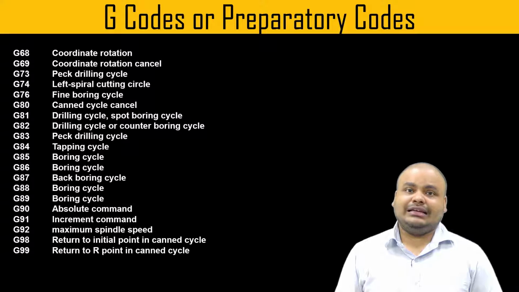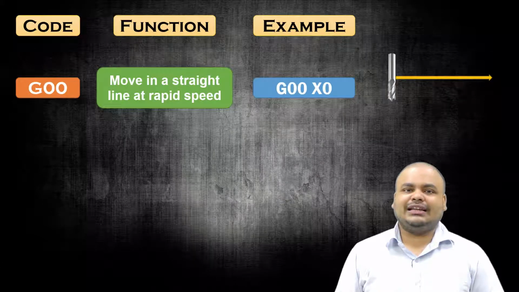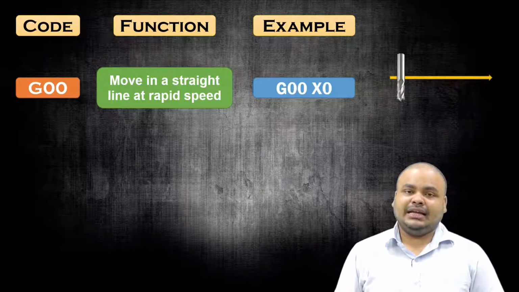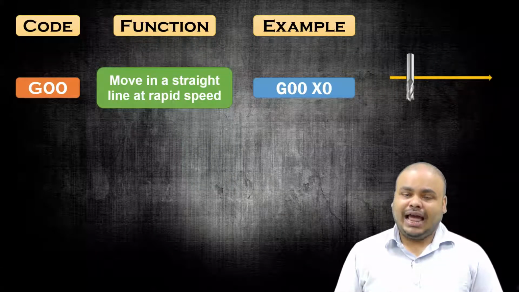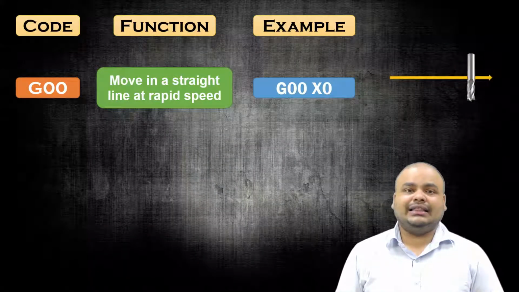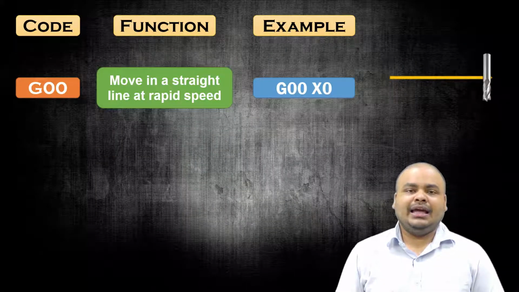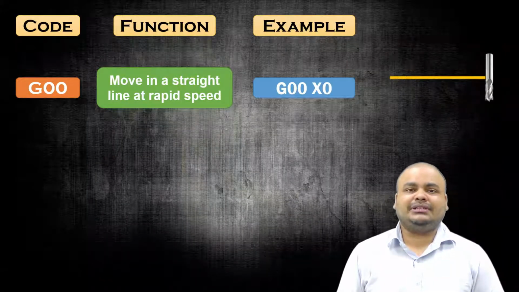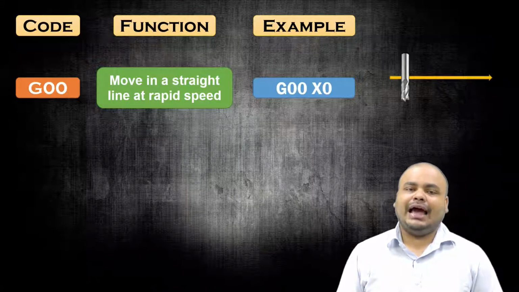First of all, starting with the code G00. This G00 stands for moving in a straight line at a rapid speed. That means if you are using this code and you are giving a particular axis like X, Y or Z, then the tool will move along that axis in a linear way at a rapid speed. Rapid speed means it will move at the maximum feed available with the machine.